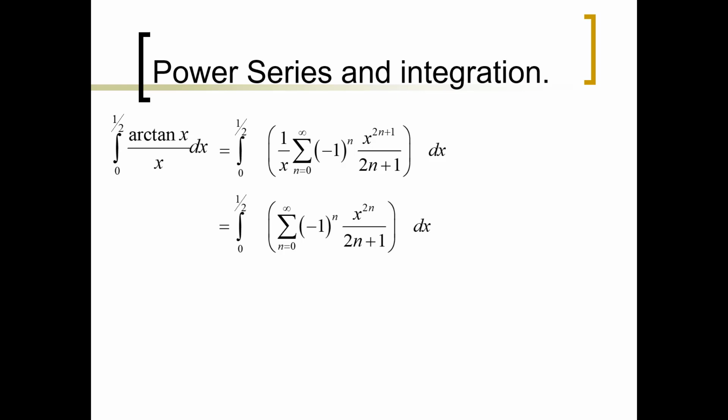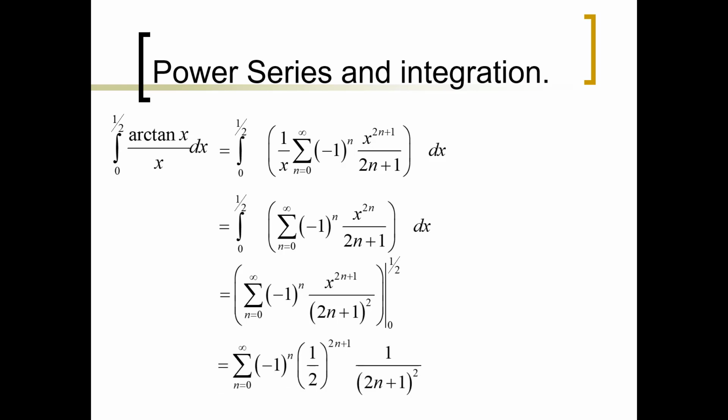But then I have the integration of a power series. I know how to do that. You just integrate each term bit by bit. So I increase the power by 1. So it's 2n plus 1, and I divide by that power. So the denominator now is (2n plus 1) squared. And then I evaluate this from 0 to 1/2. Again, really the 0 here, that should be in the limit as x approaches 0.